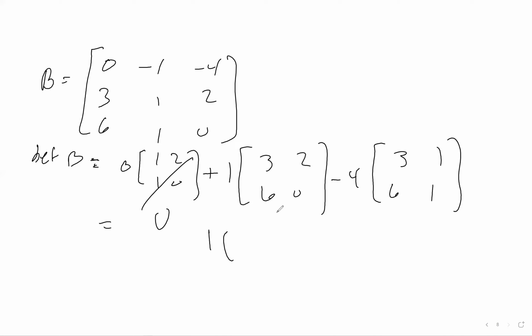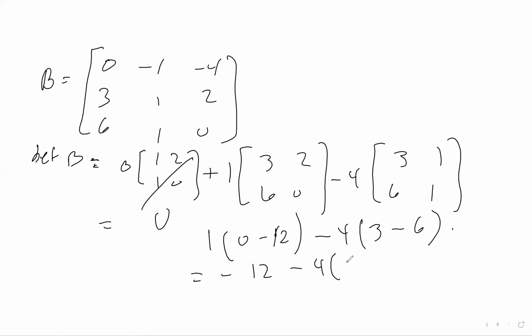That's 1 times 0 minus 12. And that will be -4 times 3 times 1, and that's -6. So that is equal to -12. And then this one will be -4 times -3. So that is equal to 12, and then minus times minus is positive. 3 times 4 is +12, therefore that's equal to 0. So we have a 0.